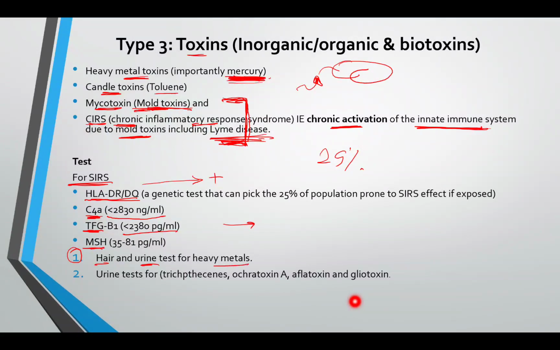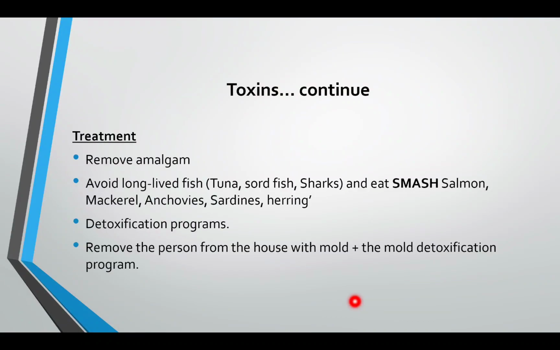Here, a urine and blood test for heavy metals, and a urine test for trichothecenes. This is one of the dangerous fungi. Ochratoxins, aflatoxins, and gliotoxins. This urine test can be done for these fungi and tell us if the patient has a fungal infection or not.